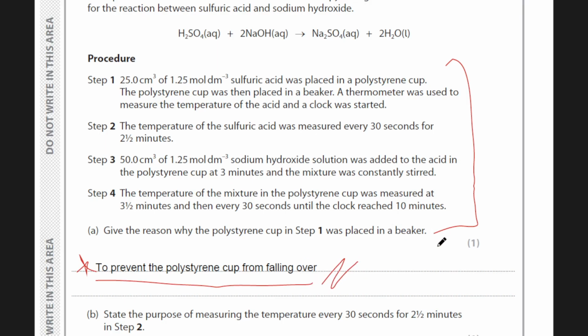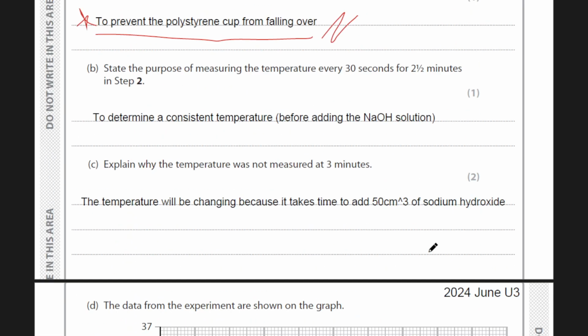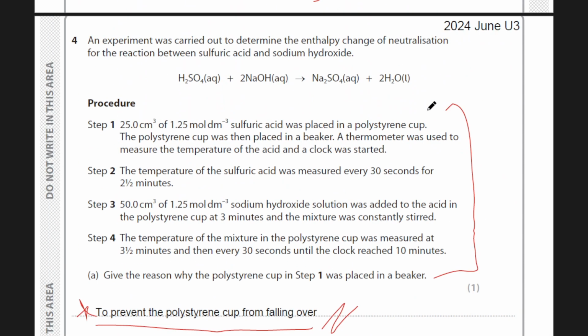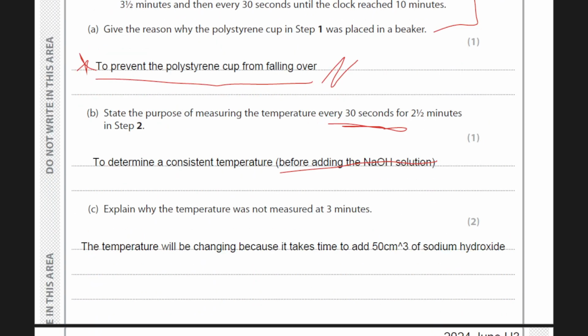If we place this in a beaker, more stability is provided, and as a result it greatly reduces the chance of the polystyrene cup falling over, which we do not want. State the purpose of measuring the temperature every 30 seconds. Now, this is very important because this will help us to determine a consistent temperature before adding NaOH solution. We want to ensure the initial temperature remains constant before the reaction begins. So that is why this step is very much crucial.